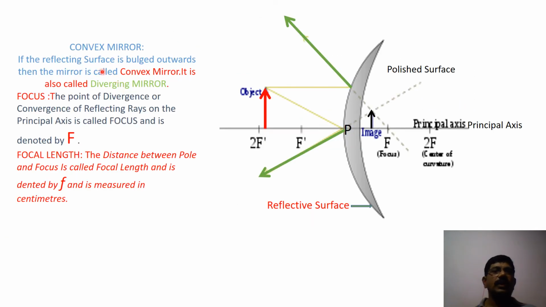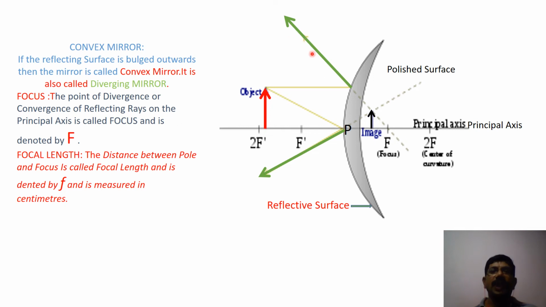Children, let us consider this convex mirror. Why am I saying this convex mirror? This is bulged outward. This bulged outward surface serves as the reflecting surface, and the other portion is silver painted or polished. So what is a convex mirror? If the reflecting surface is bulged outward, then the mirror is called a convex mirror. It is also known as, what do we call it, a diverging mirror.